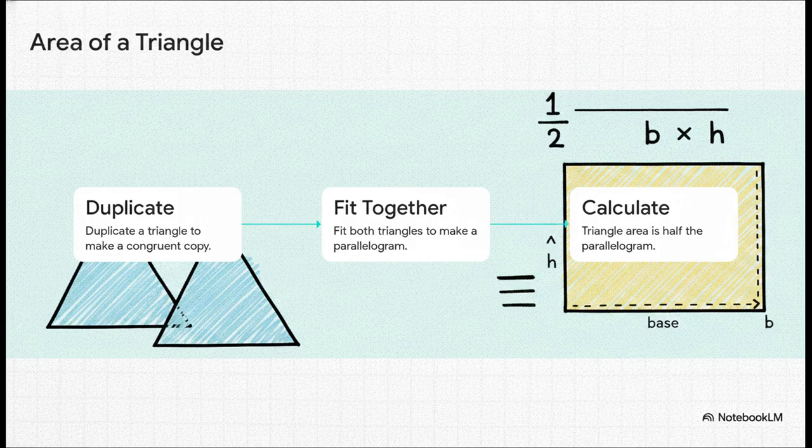Look, we don't just want to blindly memorize formulas here. We want to see the underlying logic. If you take any triangle and duplicate it, creating an exact congruent copy, you can fit those two pieces together perfectly like a puzzle to form a parallelogram. Since we know a parallelogram's area is just base times height, and our new shape is made of two identical triangles, a single triangle's area must be exactly half of that, 1/2 base times height. It's a shape-shifting visual puzzle that proves the math right before your eyes.